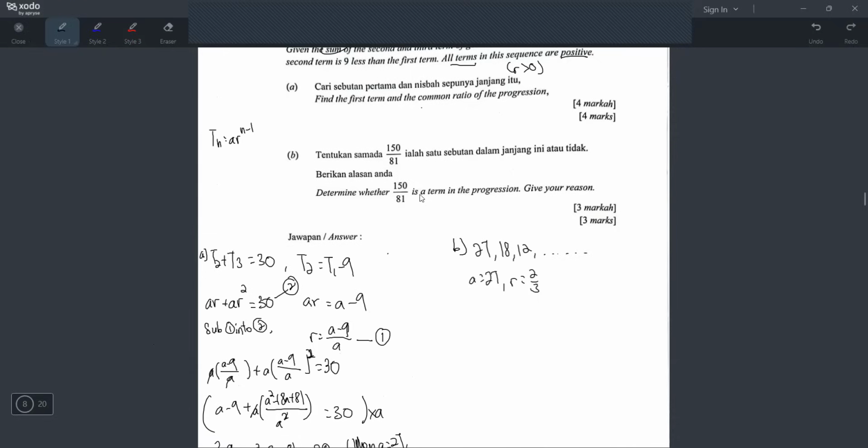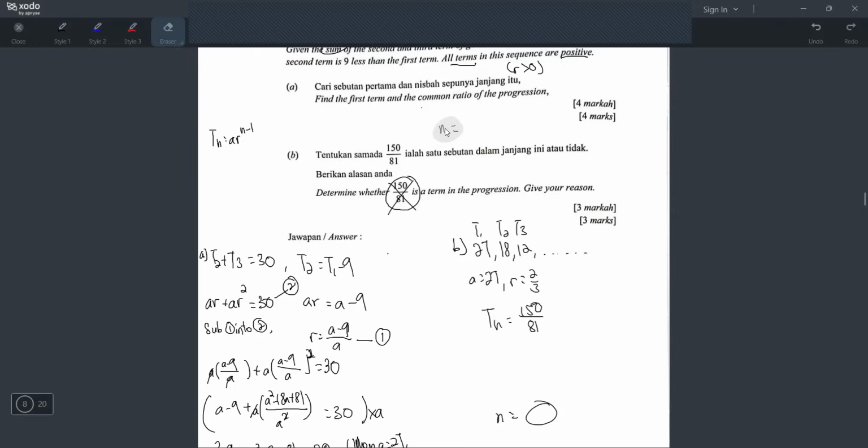And they are asking you whether this one is one of the terms. So what you do now is you find Tn equals 150 over 81, right? Because this is T1, this is T2, this is T3. And if you want to know whether this is one of the terms, Tn, you have to make sure your n comes out as a whole number. Whole number means no fraction, no decimal. If it comes out as a decimal, it means it's not a positive integer, then this is not one of the terms, right? Because n cannot be negative, cannot be a fraction and cannot be a decimal.